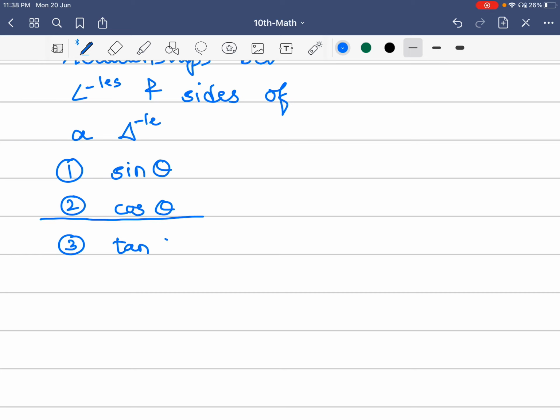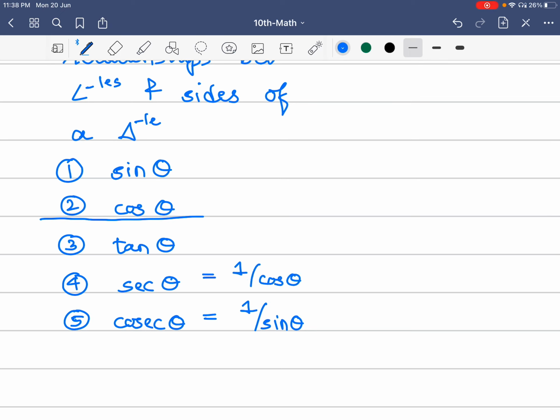Third one is tan theta, which is sine theta by cos theta. Fourth, we can start with sec theta. Sec theta is 1 upon cos theta. Then we have cosec theta, which is 1 upon sine theta. And the last one is cot theta, which is 1 upon tan theta.